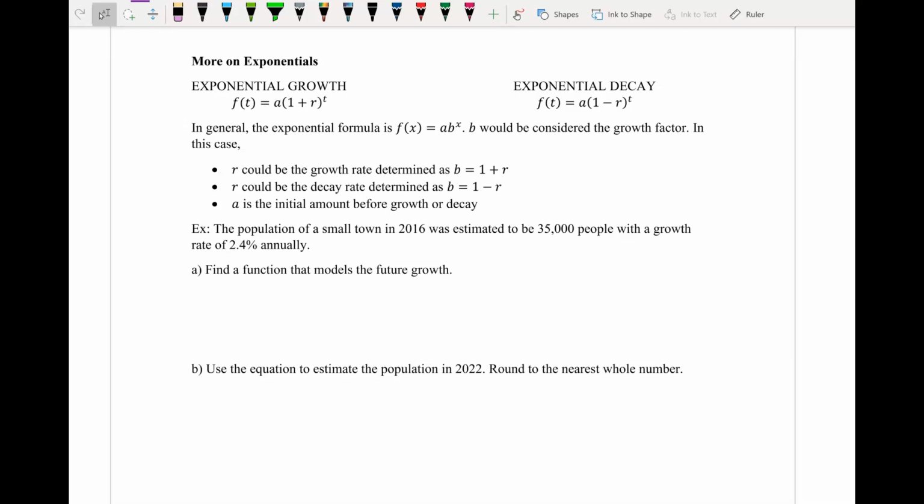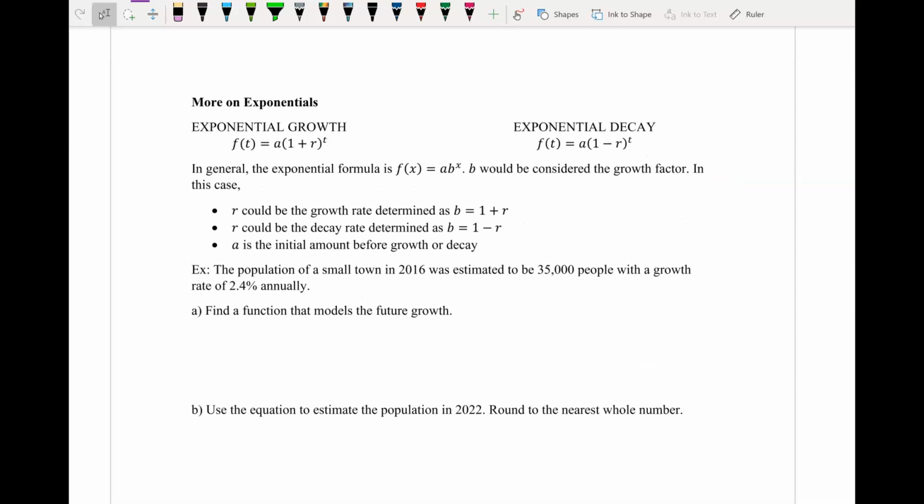All right, so let's talk about some applications of exponentials. So here's another way that you can rewrite it. So b here, remember we were writing our exponential function as a b to the x. Now here b is what we call the growth factor, the factor at which this is growing.